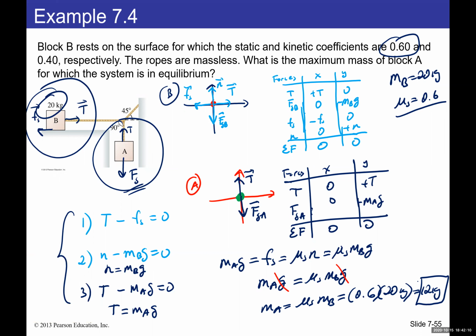That means the heaviest that block A can be, in order for my system to be in equilibrium, is 12 kilograms. All right, so make sure you are okay with everything. Maybe watch it again. And remember, you can always ask me questions during the lecture portion. Let's look at another example.